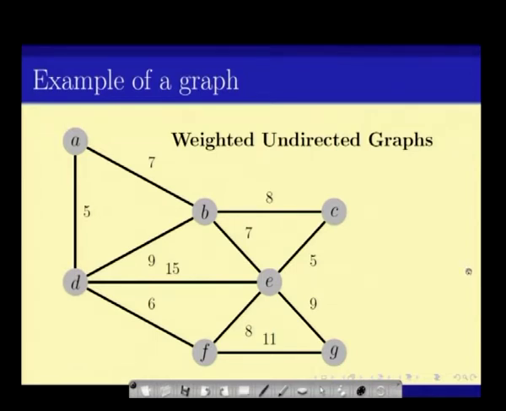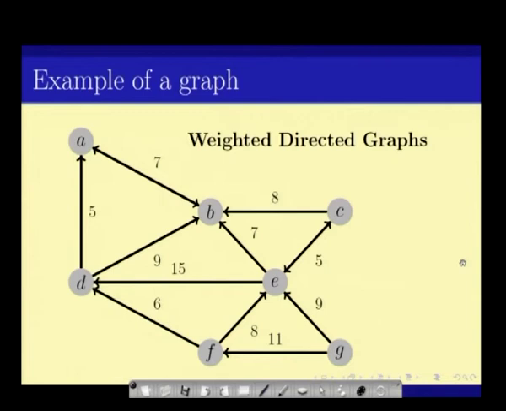Also, these graphs can be directed, meaning we can have some direction on the edges. So, for example, here there is an edge from D to B, which implies that the edge DB is in this graph, but since the arrow does not go from B to D, it means that BD is not in this graph. So, this is called a directed graph, and there are weights on these edges. So, it is a weighted directed graph.